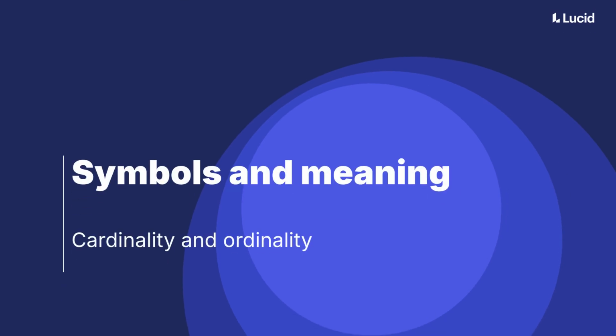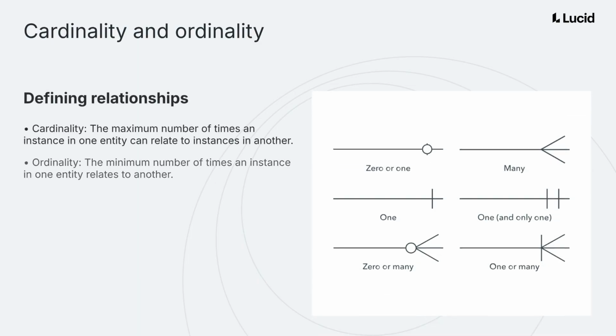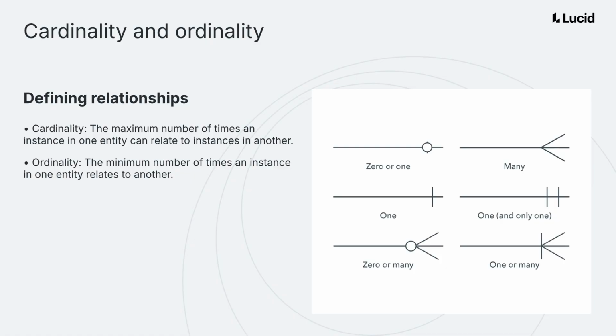What do the symbols mean in crow's foot notation? To understand this, we have to look at two specific concepts: cardinality and ordinality. Cardinality and ordinality explained. Cardinality describes the maximum number of relationships, while ordinality describes the minimum. Together, they define the rules of your data.